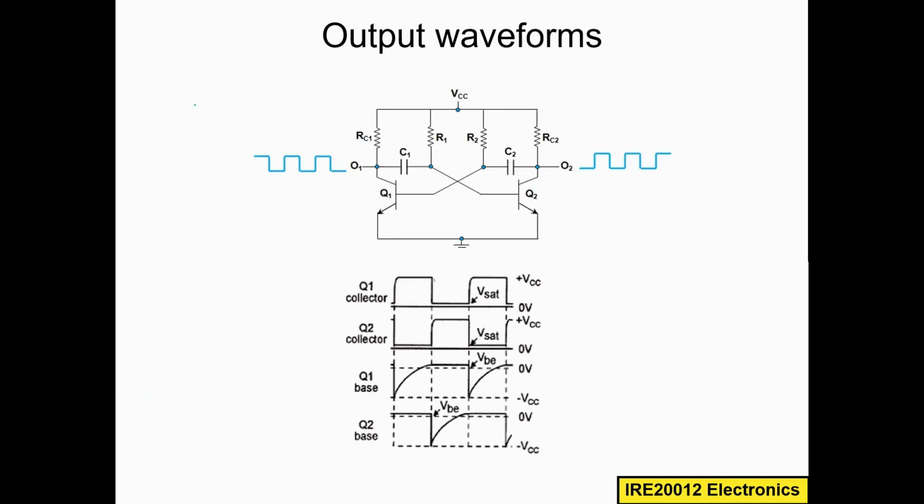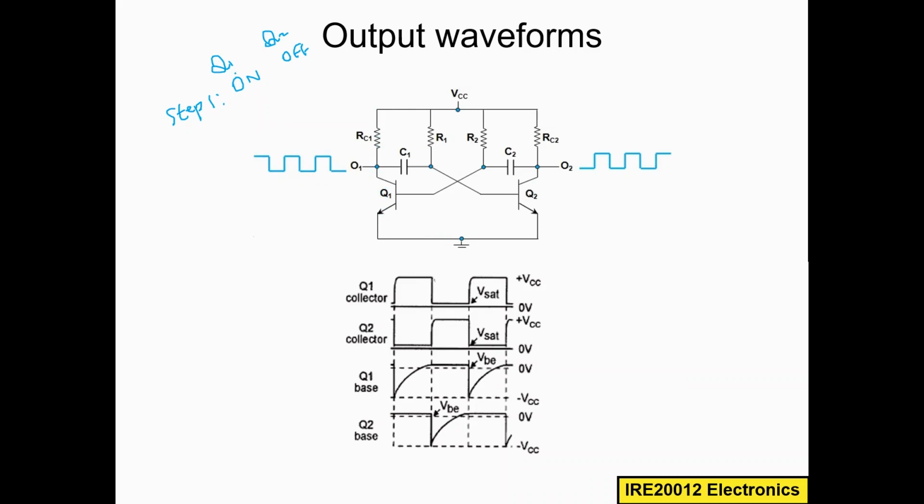At the first step, we assume Q1 is on, Q2 is off. If it's on, there is a short circuit. So this collector will be 0, because the collector current will just directly go to the ground.